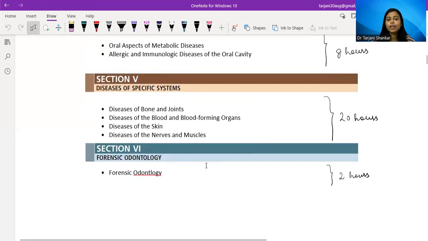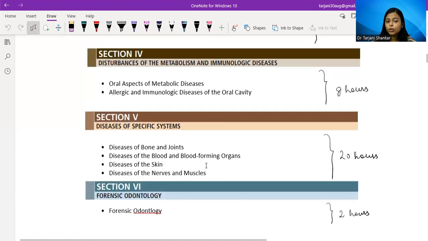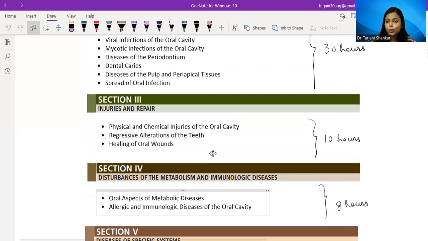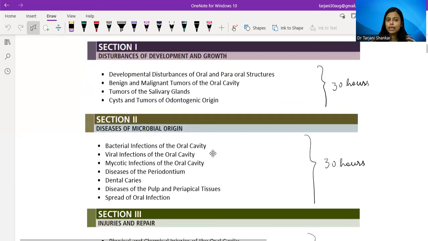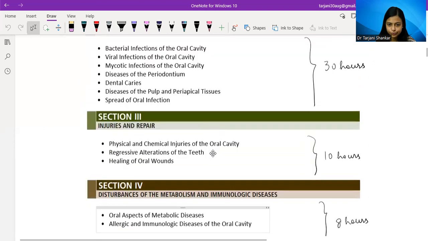Finally, at the end, we have forensic odontology. In forensic odontology, we'll be dealing with how the oral structures, the oral cavity, help you to diagnose and help in the forensic department. So this is a short topic. We'll complete it in just 2 hours. So this is the whole outline of all the 100 hours that we are going to have.